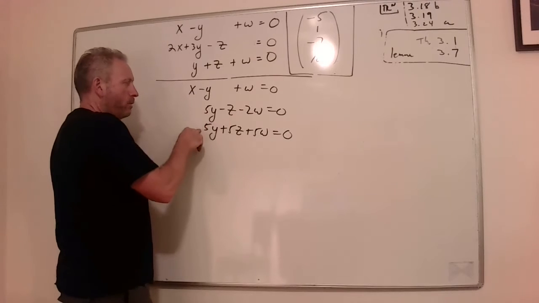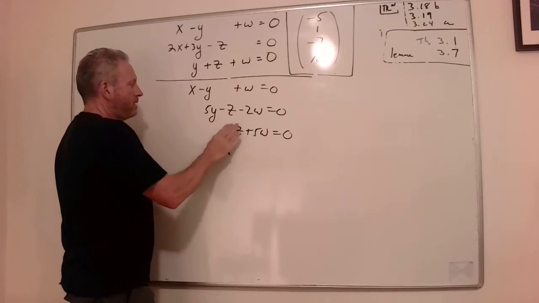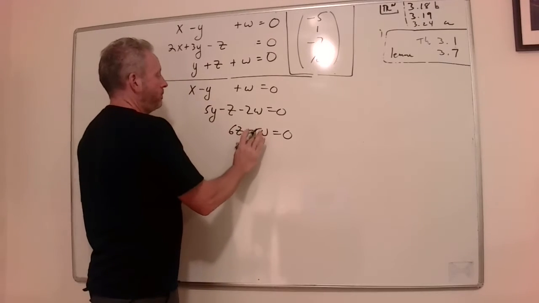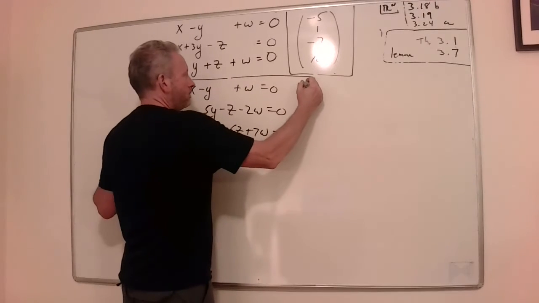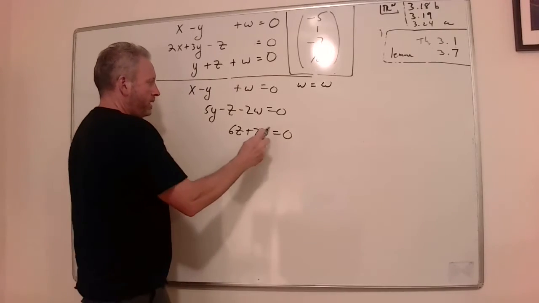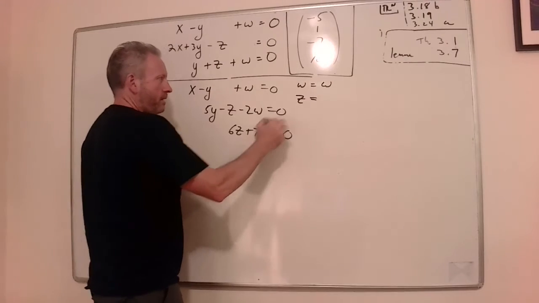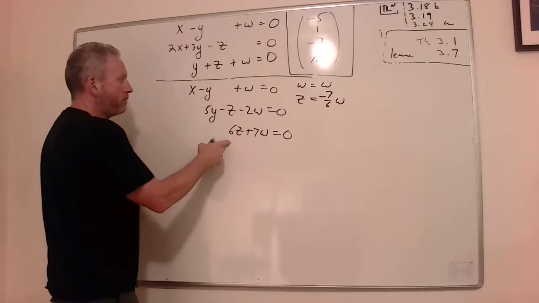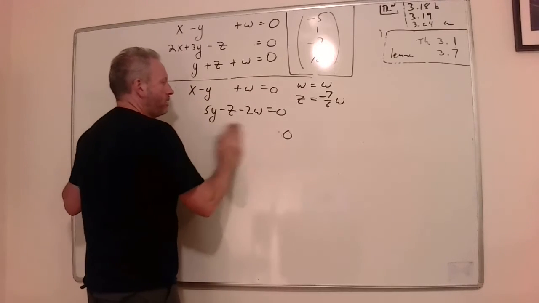Let's subtract this equation from this equation. That'll get rid of this. That'll make this a +6z, and that'll make this a +7w. So w is w. That's our free variable. And from this right here, we get z is equal to -7/6 w. That's from this. I don't think we're going to need that again, so I'm just going to erase that.